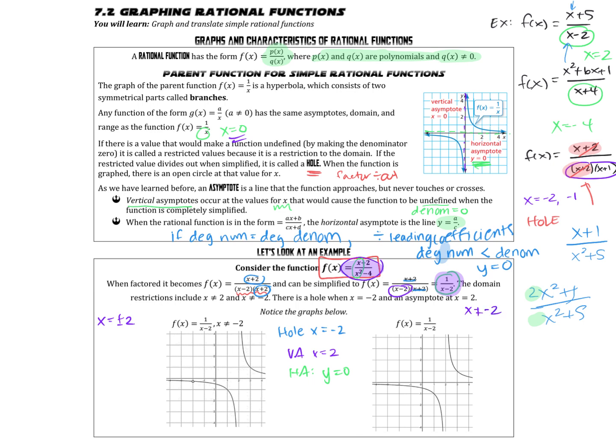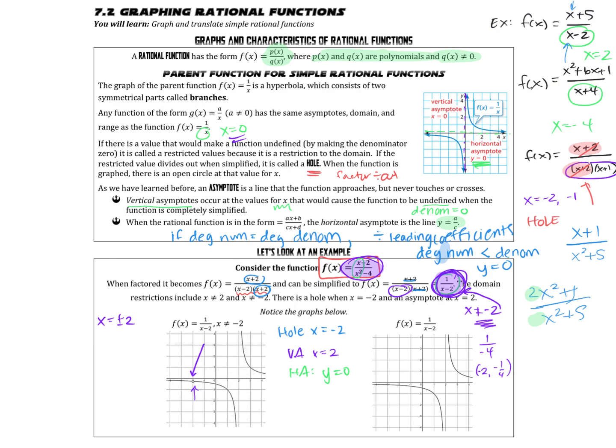If you graphed this function and you graphed this function, they would be exactly the same everywhere but at this point. The only difference at that point is there would be a hole. So you can see an open circle in the graph down here. That open circle will occur at the value if we plugged negative 2 in here. So if we plugged negative 2 into this function, we would get negative 1/4. So there would be a hole in the graph at negative 2, negative 1/4, which is this coordinate right here.